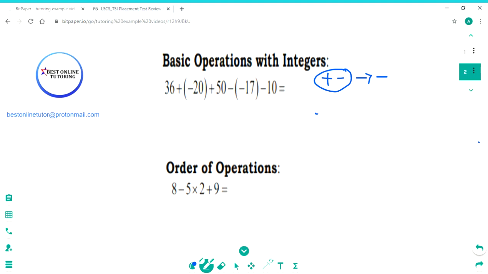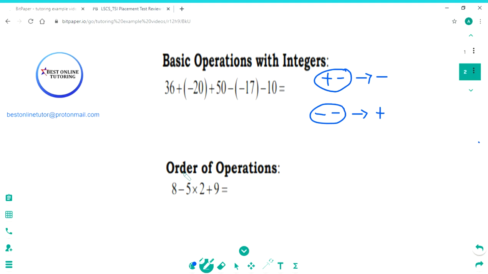The same thing is if I have a negative and a negative. So I have minus, minus. I'm going to circle those two, and this is going to become a positive. So using that trick, it can help you deal with integers a little bit easier. Let's look at our example. 36 plus negative 20 plus 50 minus 17 minus 10.